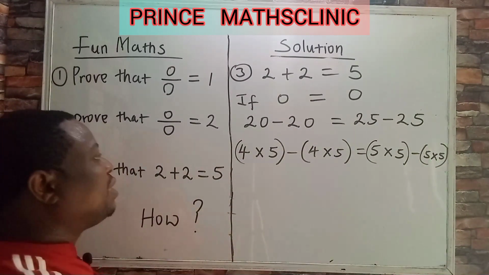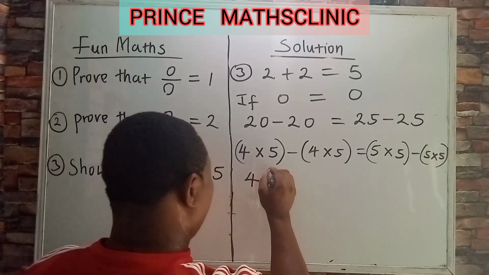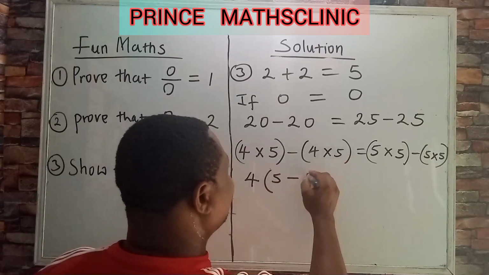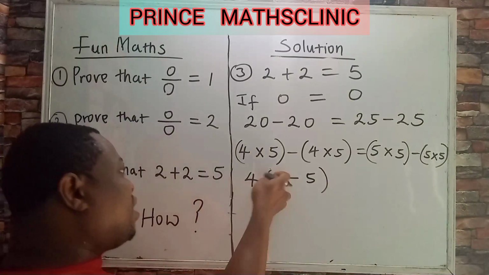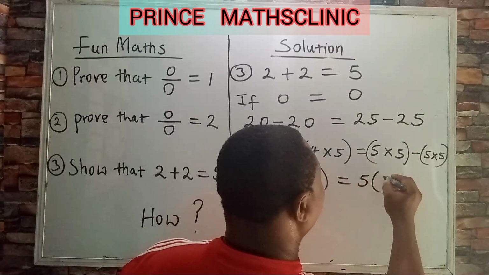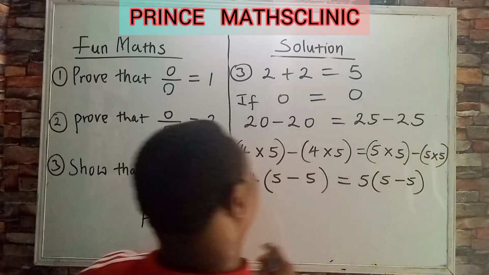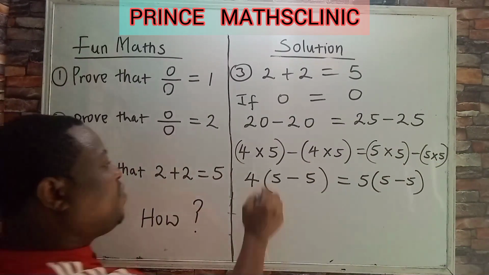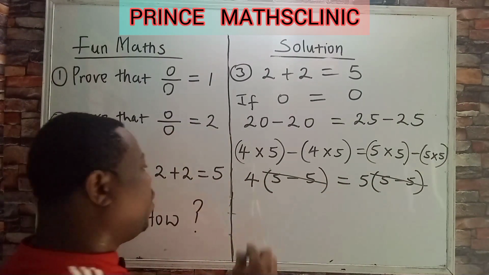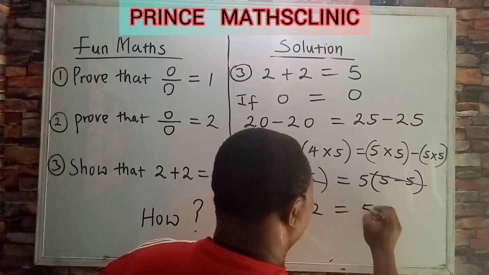Now, what are the two numbers I can factor out here? I can easily factor out 4. 4 is common in both places. So I have what? 5 minus 5. If you expand the bracket, you get 4 times 5 minus 4 times 5. Now, I'll factor out 5. Then I will have 5 minus 5. So the same thing, 5 times 5 minus 5 times 5. Now, 5 times. So I'm left with 4 here equal to 5. What two numbers will I have to get 4? Therefore, 2 plus 2 equal to 5.